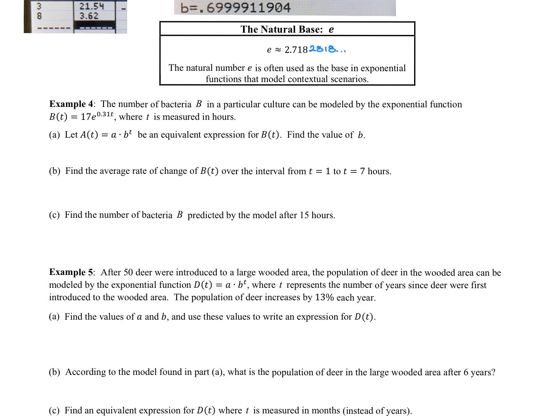All right, here we go. Example 4. The number of bacteria in a particular culture can multiply. The exponential function b of t is 17 e to the power of 0.31 t, where t is measured in hours. Let a of t be a times b to the power of t, an equivalent expression for b of t. Find the value of b.